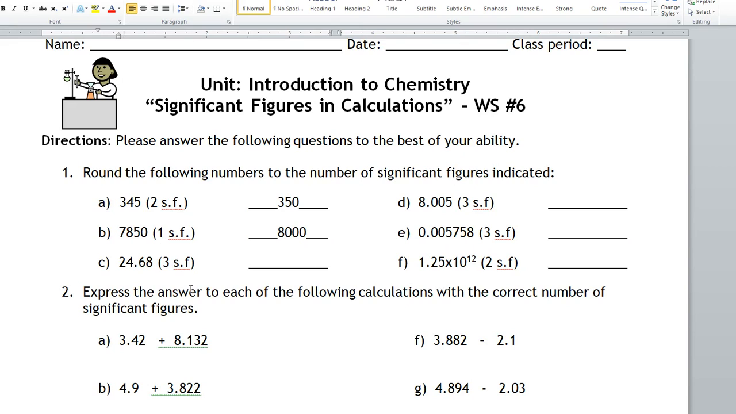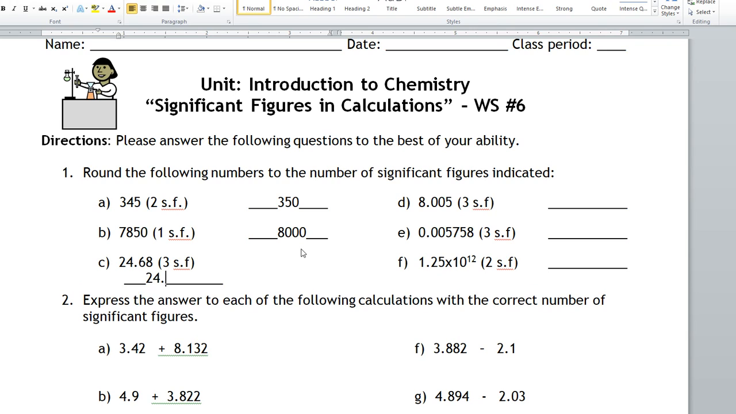All right, now letter C is a little bit more difficult, because I have to apply the other rules as far as sig figs go. So 24.68, if I was following the rules that I did up here, I would lob this off or look at the 6, right? So 24.68, that tells me that I'm going to round that up to 24.7.